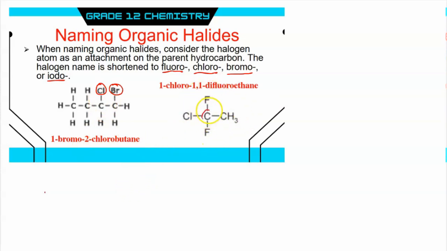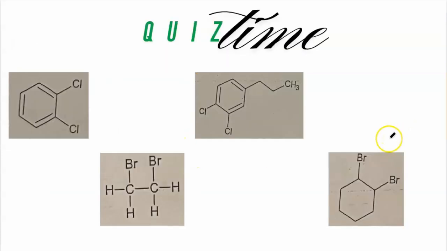Let's look at this one. So here we have a 2-carbon chain, so that's ethane. And on the first one, we have 2 fluorines and 1 chlorine. So chloro is going to come first. Again, alphabetical order. So you have 1 chloro, 1, 1. And because we have 2 fluorines, we're still going to use those prefixes. So difluoroethane. 1 chloro, 1, 1 difluoroethane. All right, why don't you try some? Try these 4 and see how you do. Pause the video here and come back when you're ready.